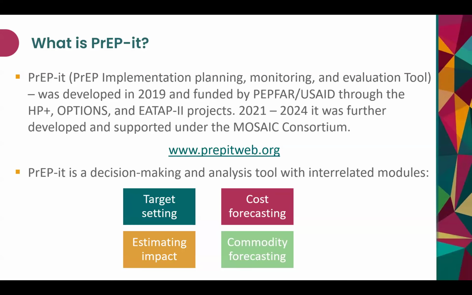So the Prep-It is the PrEP implementation, planning, monitoring, and evaluation tool. It was first developed in 2019, funded through PEPFAR and USAID through a number of projects, and has been further supported since under the Mosaic Consortium and some other donors who've helped keep it along since then. It's a decision-making and analysis tool with different interrelated modules. The primary focus is on target setting, but it also has features of cost forecasting, estimating impact, and commodities forecasting.